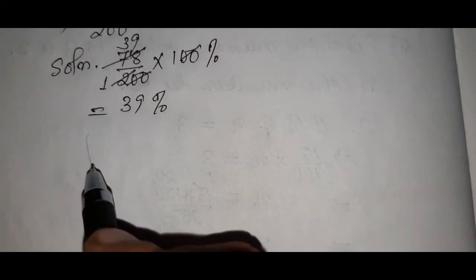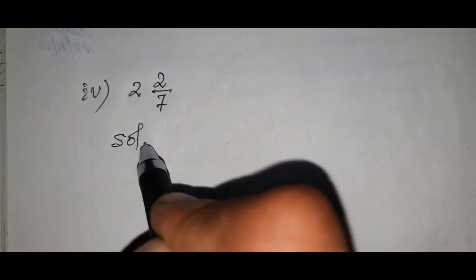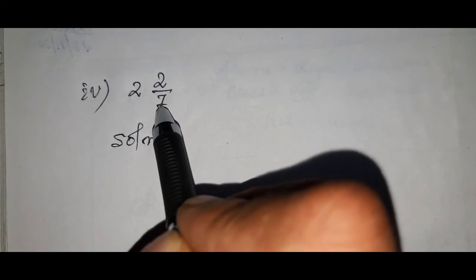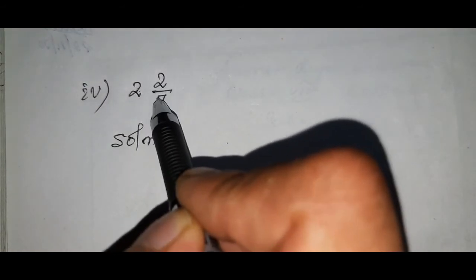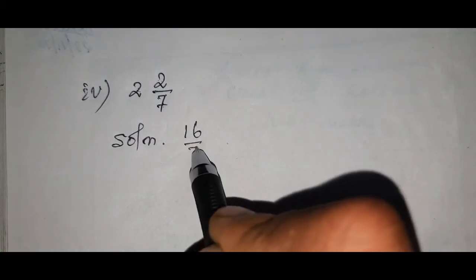Okay, one last question. Let's see Roman number 4. 2 by 7. This is a mixed fraction, so we need to first change it into an improper fraction. To change it into an improper fraction you have to multiply 7 and 2. 7 2s are 14, and then you have to add the 2 here. 14 plus 2 is 16. So this is 16 by 7.